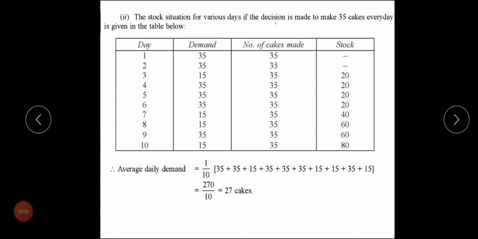So the stock situation for various days, if the decision is made to make 35 cakes every day, is this: this is the stock every day as per demand and production. And the total stock at the end of 10 days will be 80, if the manufacturer makes 35 cakes every day.